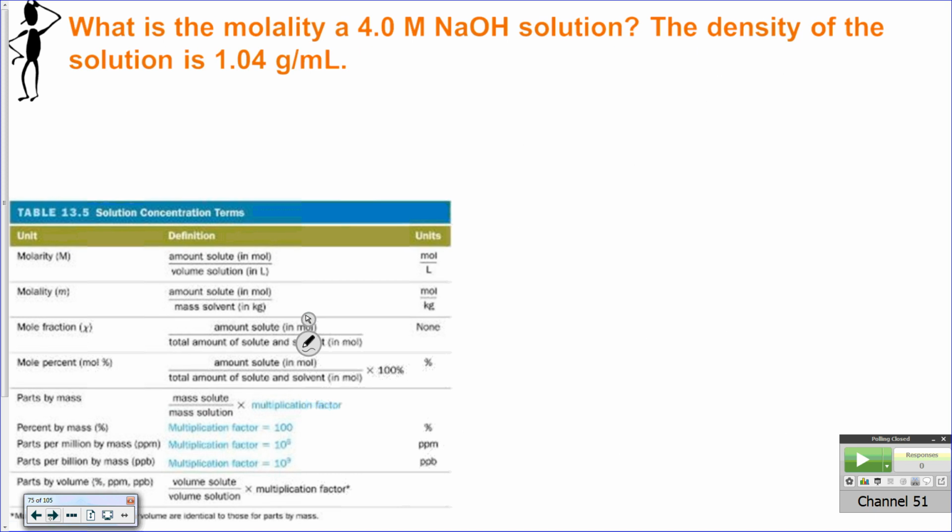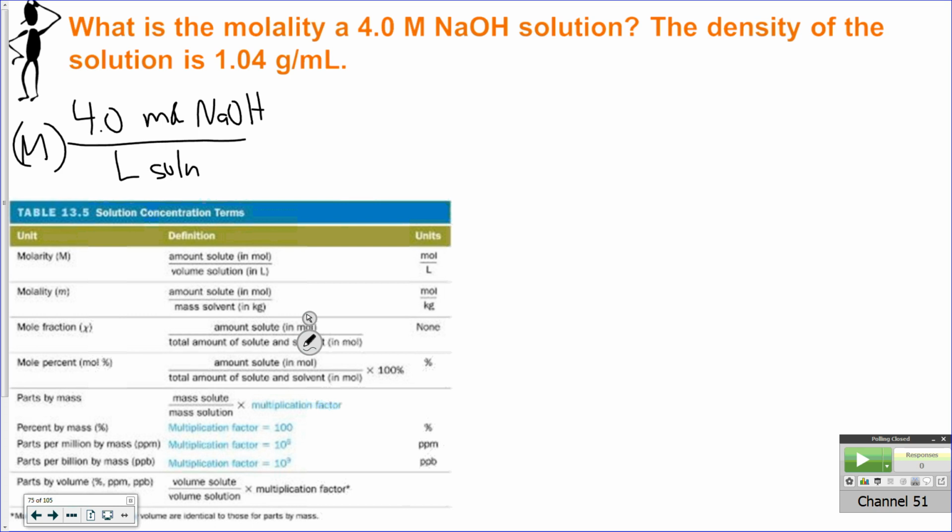All right. Here's another example. It says, what is the molality of a solution that is 4 molar in NaOH, and it gives me the density of the solution. So this one we're actually pretty close. We know that there are 4 moles of NaOH per a liter of solution. And what we need to convert that to, so that's our molarity.